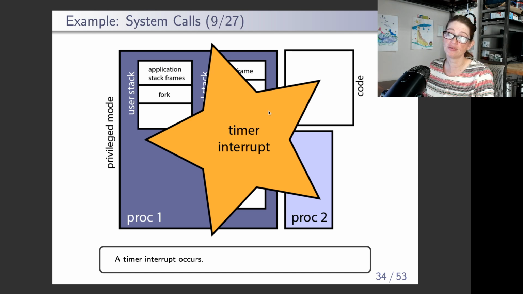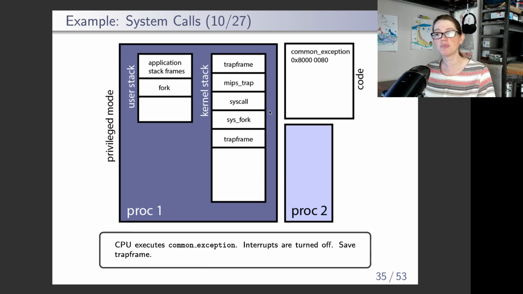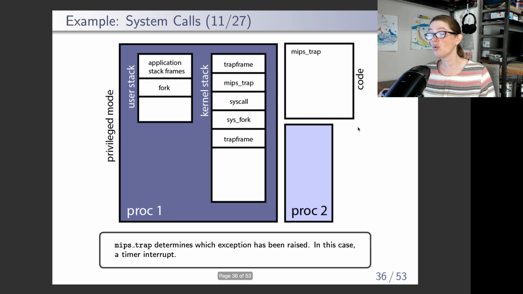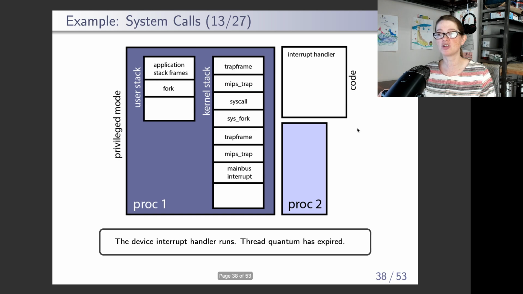Now what happens? Well, the same thing that would normally happen, except a little bit different because we're already in kernel mode. So what's going to end up happening is common exception is going to run again immediately. And it's going to realize, oh, you're already in privileged mode, so I don't need to change the stack, but I am going to save the trap frame. So you see here we have the trap frame happening again. And then after that, we are going to call Mips trap, and Mips trap is then going to call main bus interrupt, because this is an interrupt this time, because it was a hardware device.